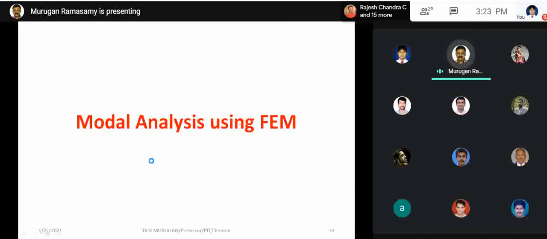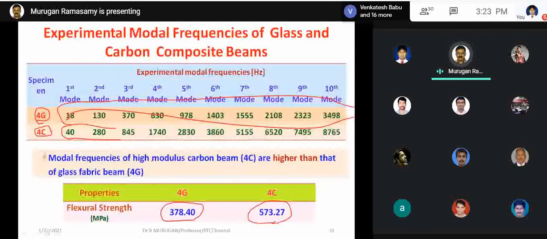Now coming to the modal analysis, the same modal analysis using the finite element method. In the case of the experimental modal method, we fabricated the specimen, cut it to the standard size, and then did the experimental modal analysis. Based on it, we got these 10 mode frequencies.